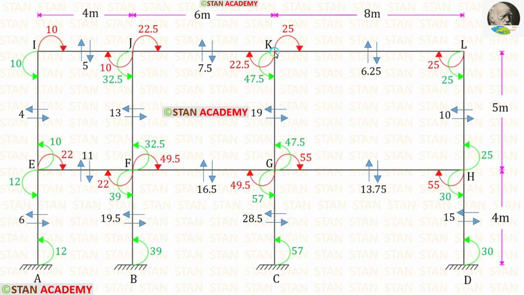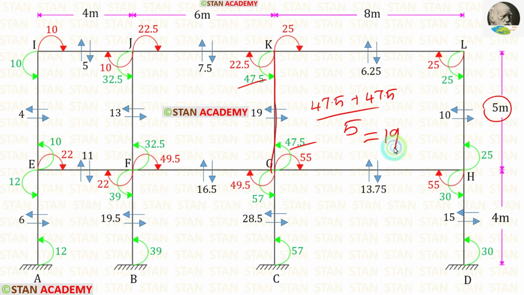Now let us find for the member KG. For that, we have to add these two moments, so 47.5 plus 47.5. Then we have to divide by the length 5. When we do that, we will get 19.